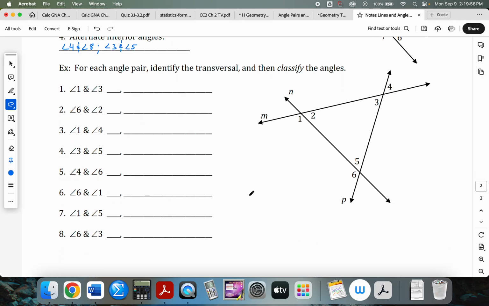All right, we're going to zip through these pretty quickly. For each angle pair, identify the transversal. The transversal is the line that joins them. It's the line that is a side for both of those angles. And then classify the angles. So angle 1 and angle 3. The line that joins them right here is the transversal. So that's M.